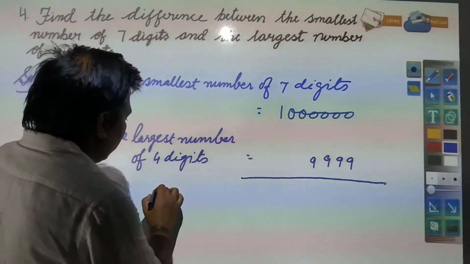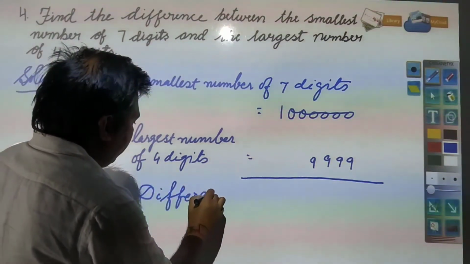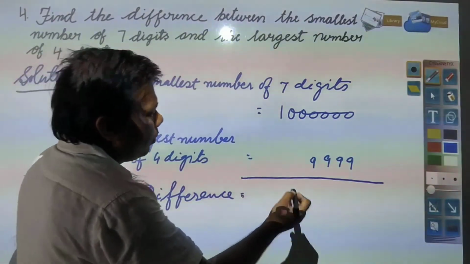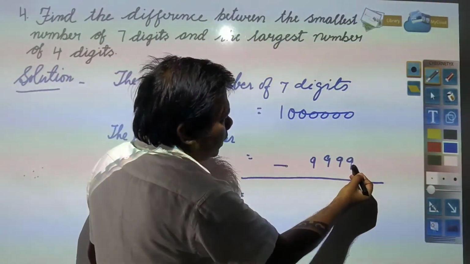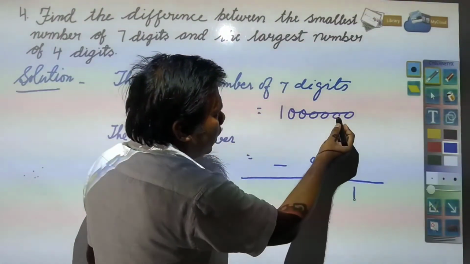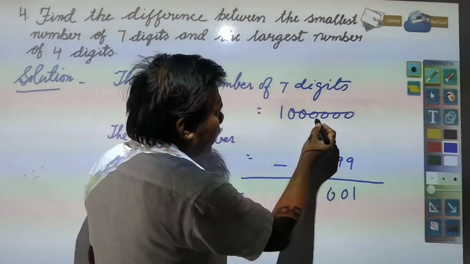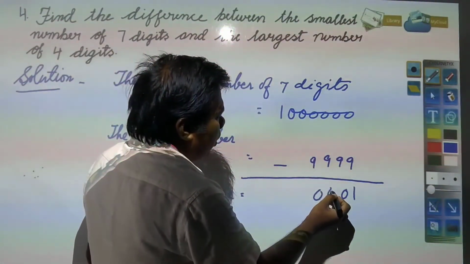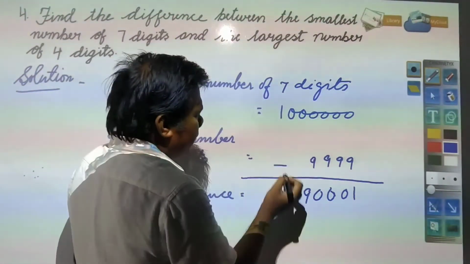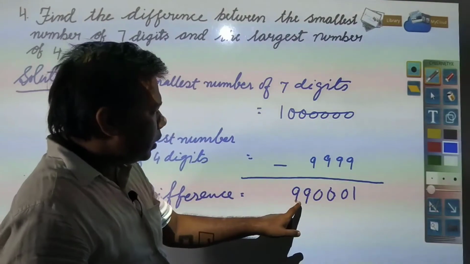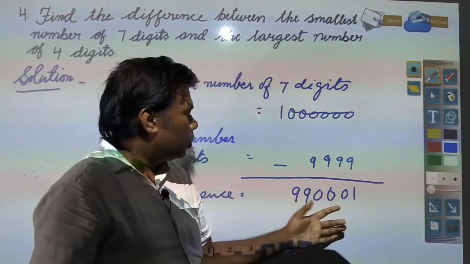You need to find out the difference. So you need to subtract this. So 10 minus 9, you will have 1. 9 minus 9, 0. 9 minus 9, 0. 9 minus 9, 0. And here you have 9, and here you have 9, and here you have 0. So finally you have got 9,90,001. So this is your difference.